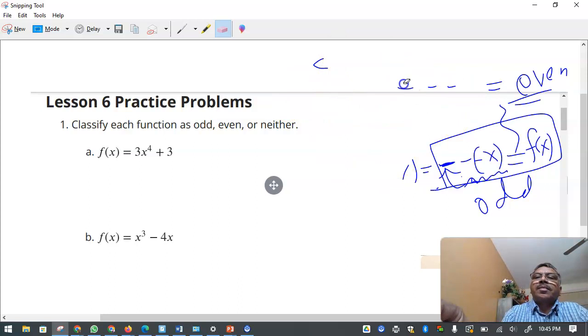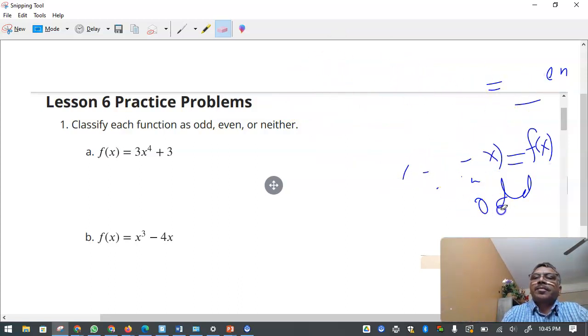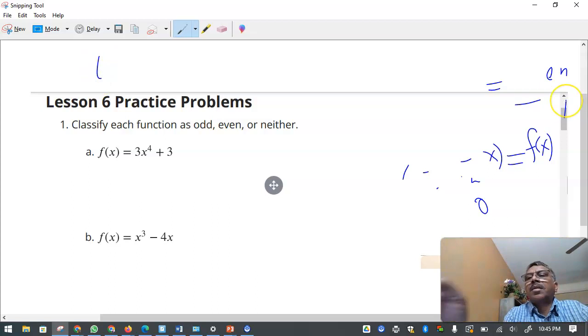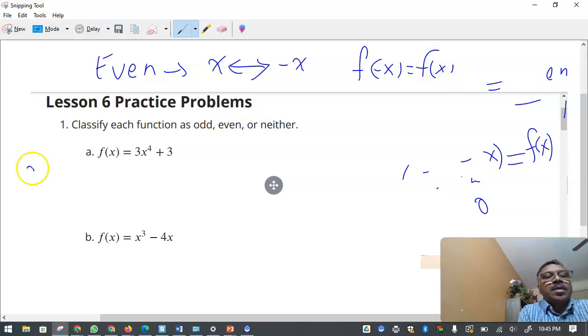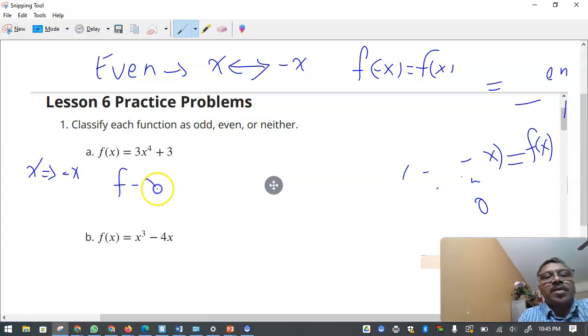The first one is, let me write it here. Even is if you replace x by minus x, and you get f of minus x the same as f of x, so that becomes even. Let's check the first one. In this case, if you replace x by minus x, I want you to write this step so that you really understand what's going on.